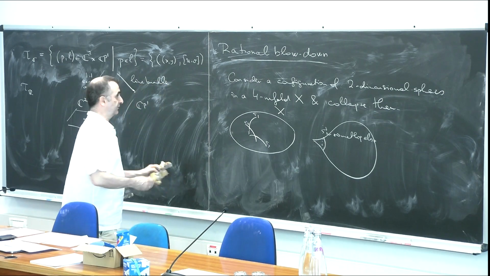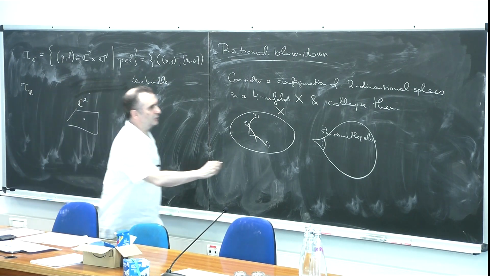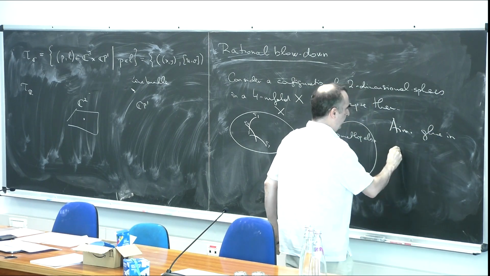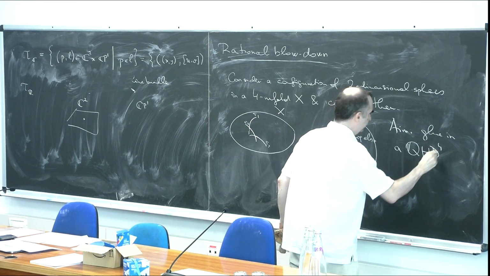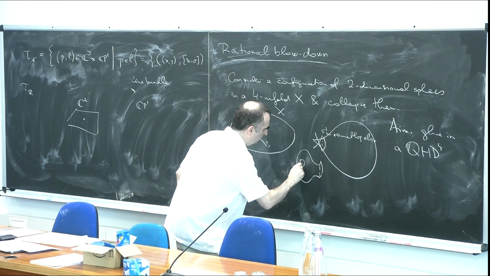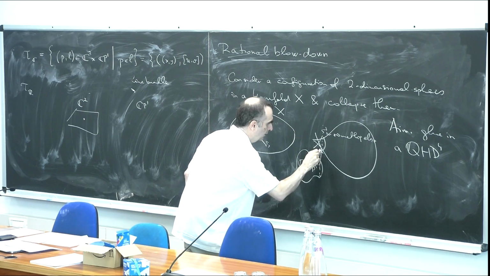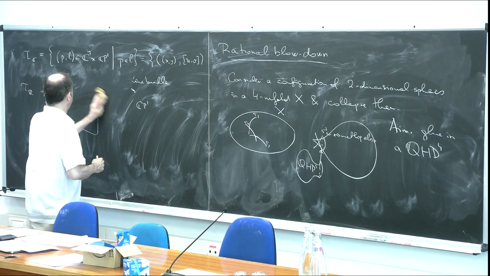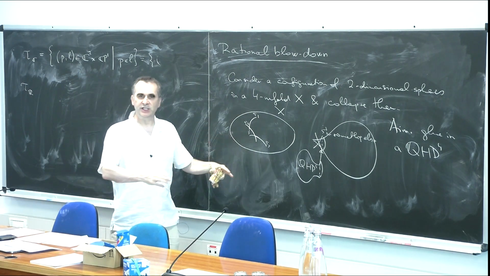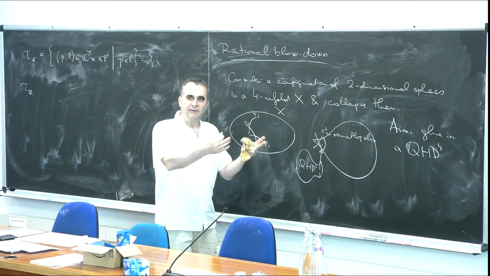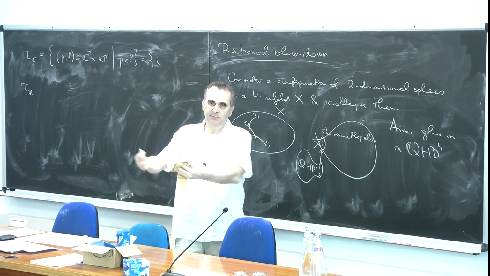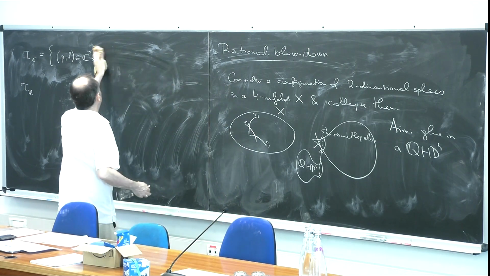And here are some examples. So the aim: glue in a rational homology four-disk. So erase this guy and glue in a QHD4. So that's the plan. And of course, our hope is that we find interesting configurations such that when we do this operation, then we will get exotica. We will get manifolds which are homeomorphic to something standard, but not diffeomorphic. And this is exactly what will happen.